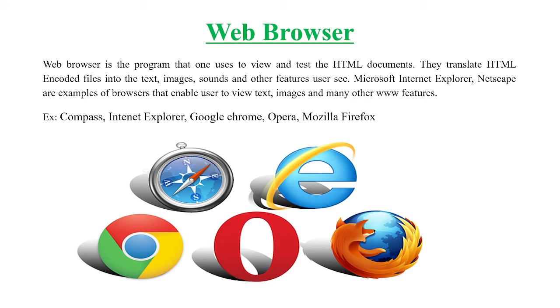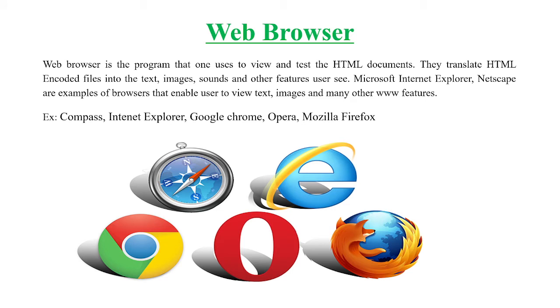A web browser is a program that the user uses to view and test the HTML documents. And the web browsers translate the HTML encoded files into text, images, sounds, and other features the user can see. The most popular web browsers are Microsoft Internet Explorer and Netscape, which enable the user to view text, images, and many other World Wide Web features.